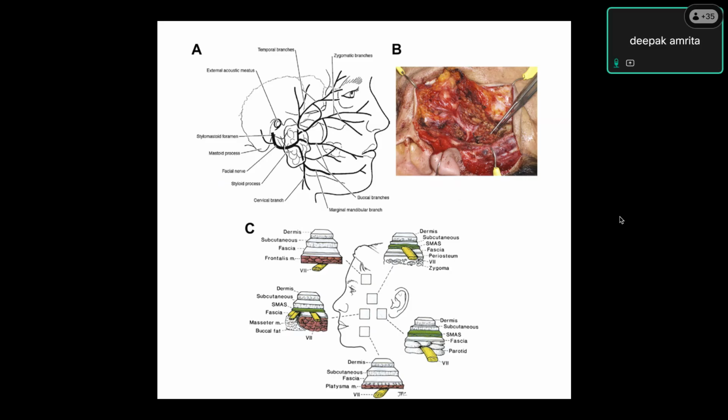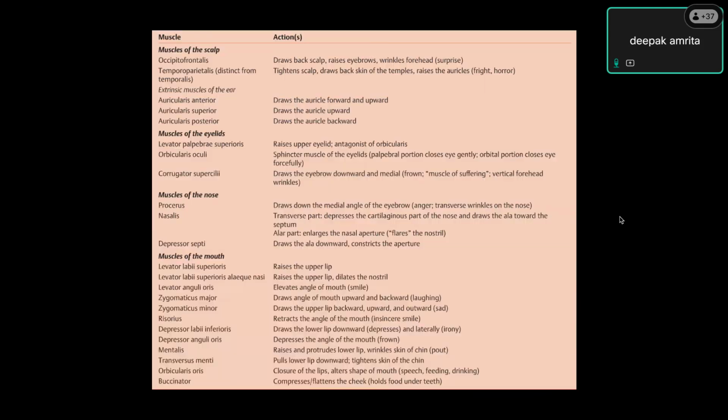The commonest that we try to find are the eye branches, which are under the SMAS, and the marginal, which is under the platysma muscle. So these are the two nerves that we try to commonly delineate to neurotize. So these are the different planes that the nerves exist.